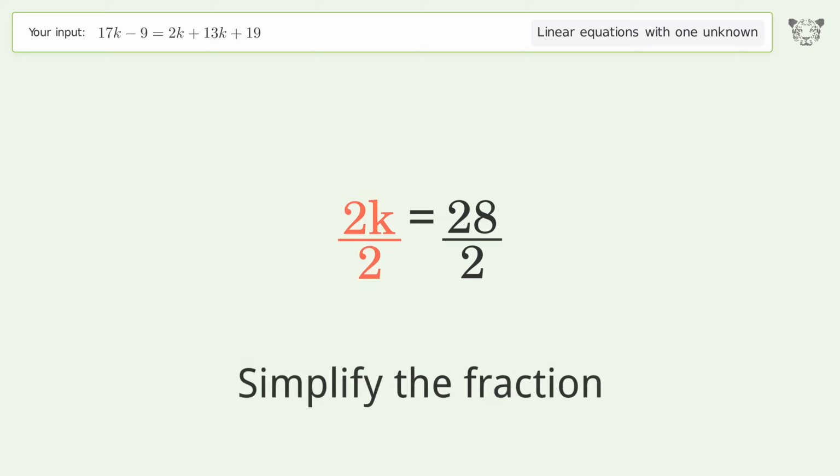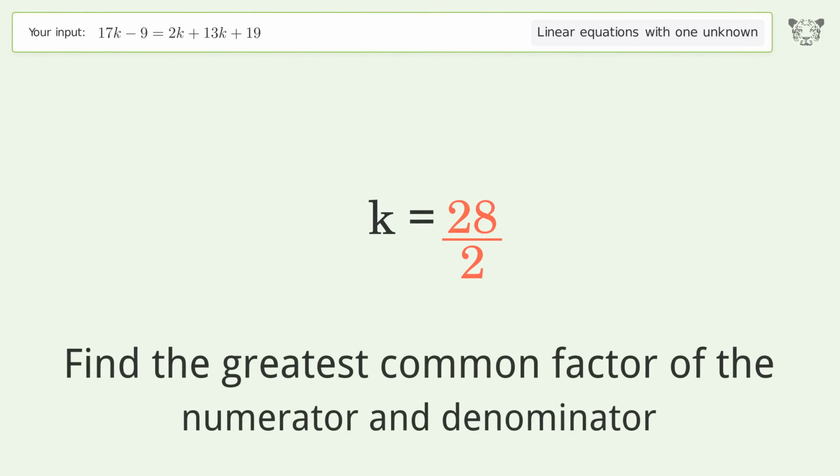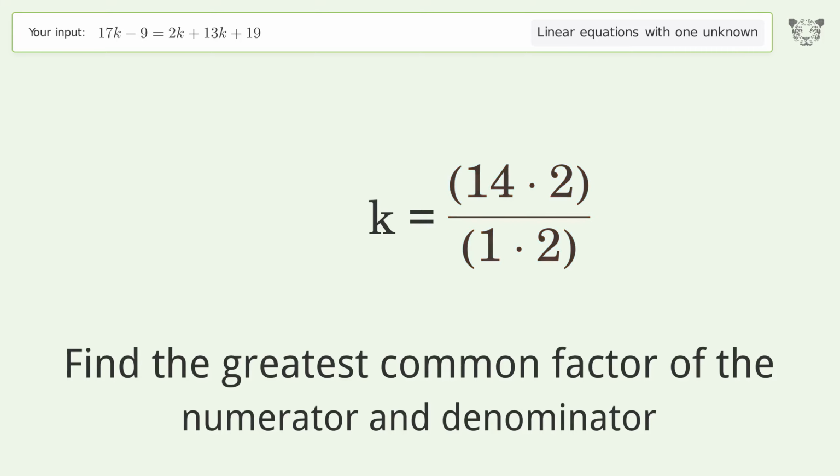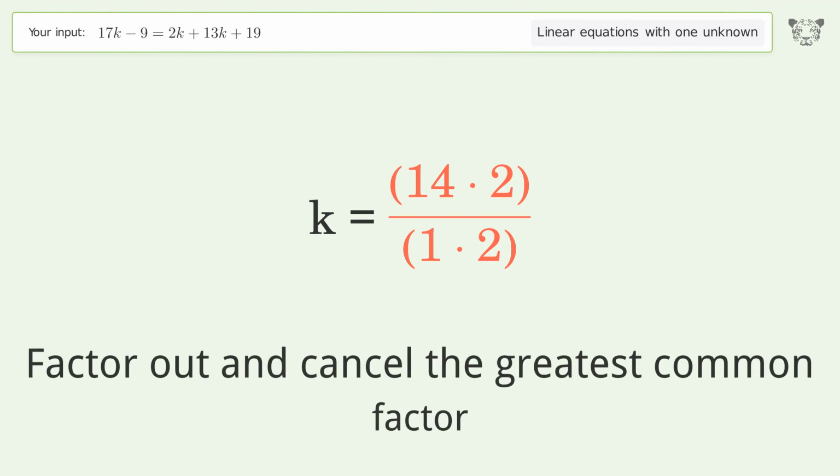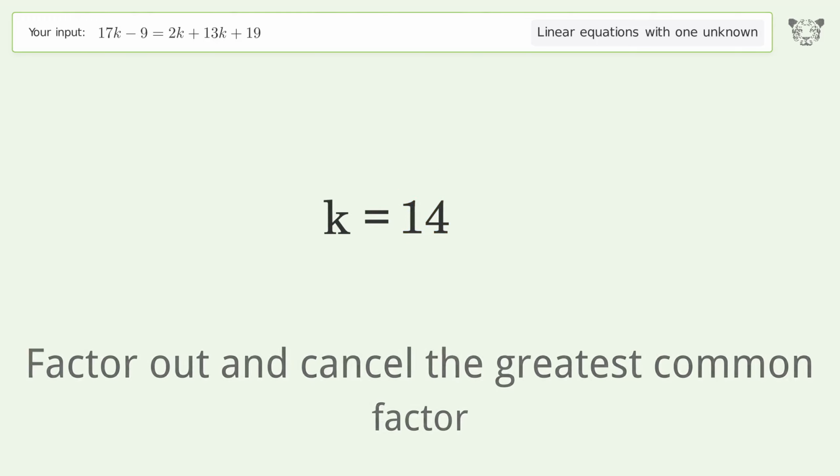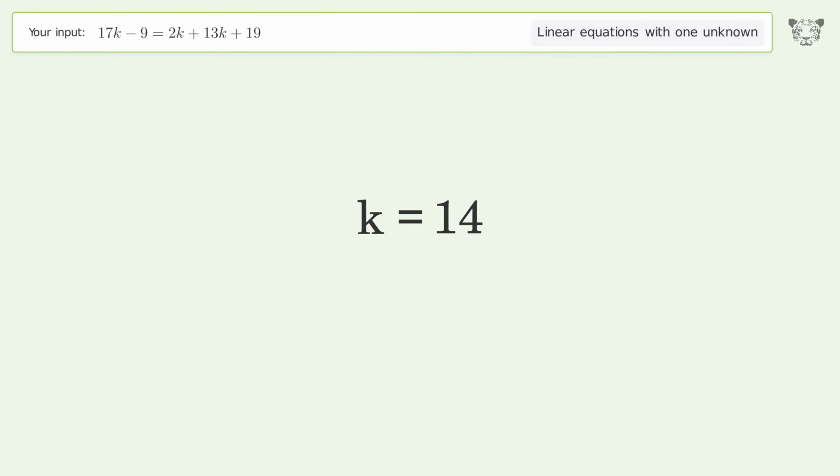Simplify the fraction. Find the greatest common factor of the numerator and denominator. Factor out and cancel the greatest common factor. And so the final result is k equals 14.